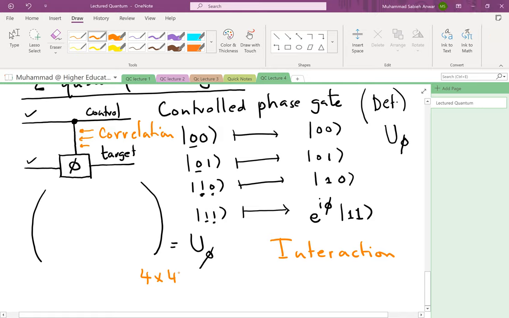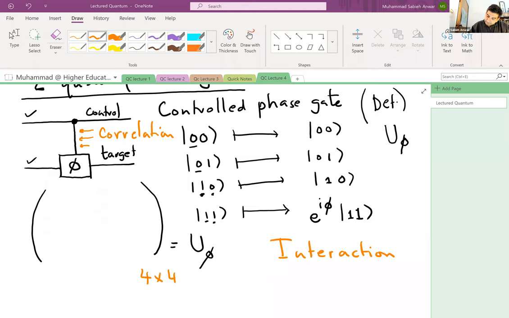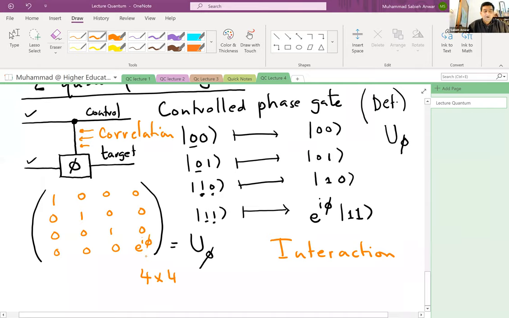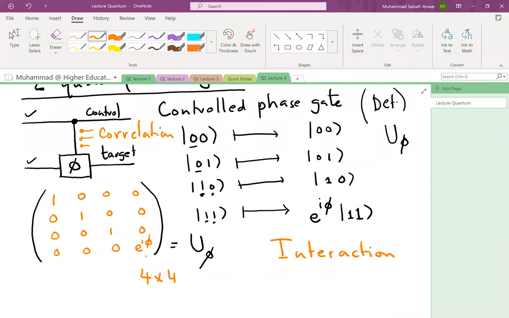What are the entries of this matrix? 1 0 0 0. 0 1 0 0. 0 0 1 0. 0 0 0 e to the i phi. Exactly. And you can work it out that this is indeed the correct matrix representation for a controlled phase gate.